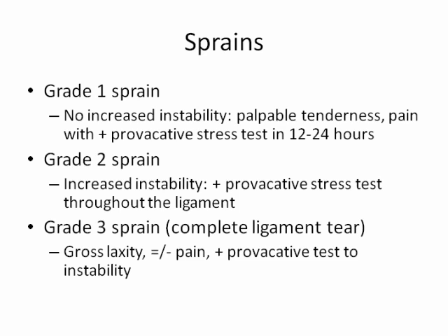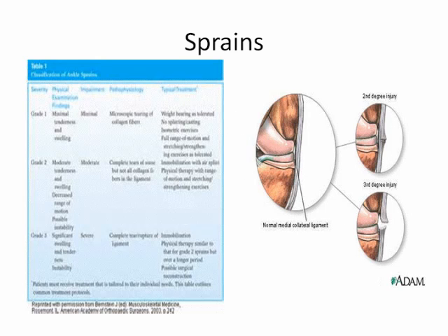Grade 2 is increased instability, and the provocative test is positive throughout the ligament. Grade 3 is complete ligament tear, takes a long time to heal, gross laxity with or without pain, and a positive provocative test for instability. And your goal is to know the difference between those 3 types of sprain.